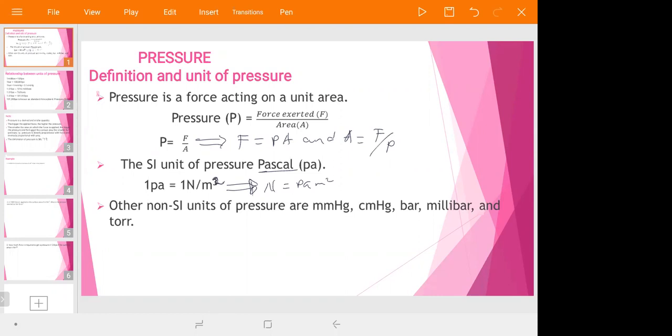There are non-SI units of pressure like millimeter of mercury, centimeter of mercury, bar, millibar, and torr. Hg is the symbol of what, from your chemistry concepts? Hg is mercury. These are non-SI units of pressure, and they do have their own relationship.